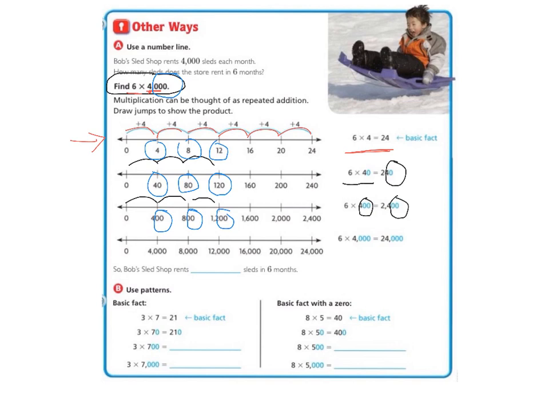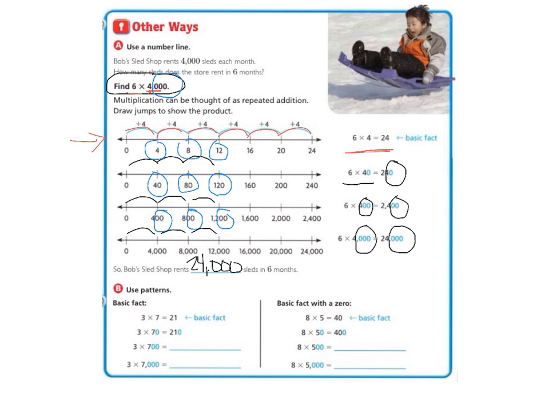But 4,000 doesn't have 1 zero or 2 zeros. It has 3 zeros. So there are 3 zeros in 4,000. So there's going to be 3 zeros in our answer. 6 times 4,000. Let's see. 1 times 4,000 is 4,000. 2 times 4,000 is 8,000. 3 times 4,000 is 12,000. So if I continue down the line, 6 times 4 is 24. And then I have 3 zeros at the end.